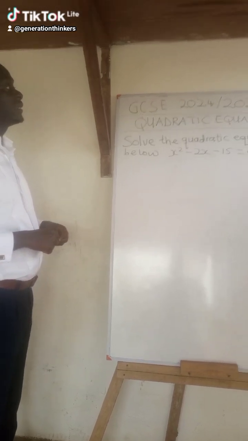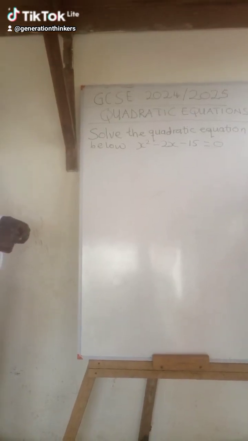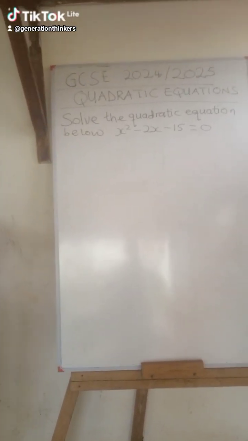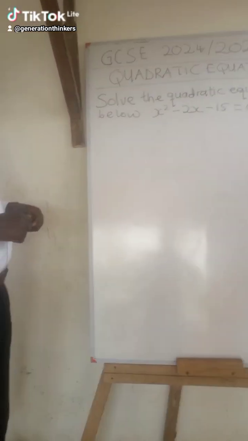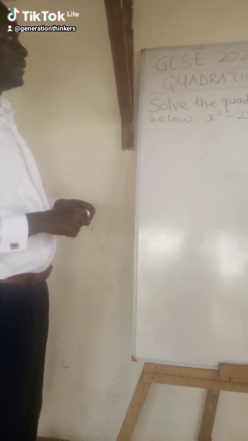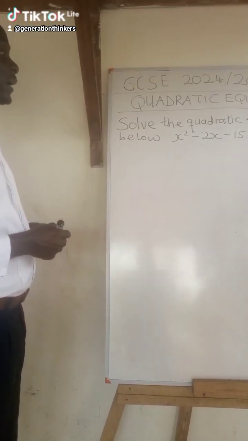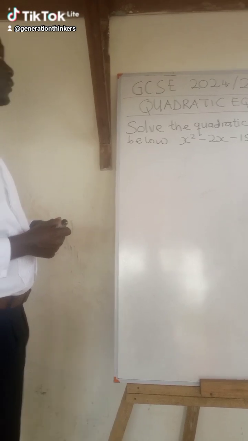Today we are looking at GCSE 2024-2025 questions on quadratic equations. Solve the quadratic equation below. You have x squared minus 2x minus 15 equal to 0. This is a question that we want to solve together using the quadratic formula.